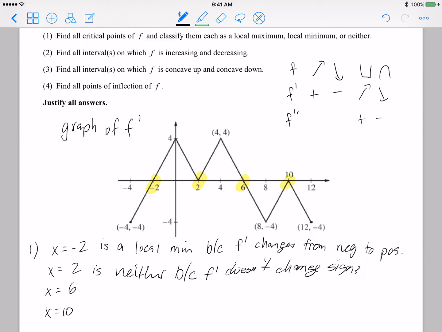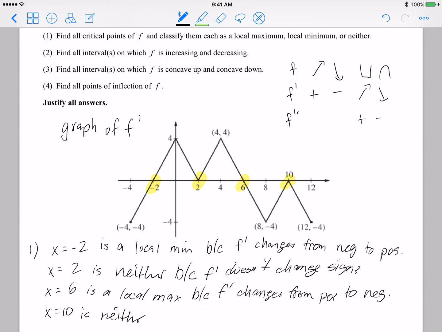Okay, at x equals 6, I see the opposite happening of what I saw at x equals -2. I see the derivative going from above the axis, or positive, to below the axis, or negative. So x equals 6 is going to be a local max because the derivative graph, f prime, changes from positive to negative. Okay, so that is a well-constructed sentence that correctly justifies my answer. Okay, and then at x equals 10, I also see what was going on at x equals 2. There is not a sign change in the derivative, so I'm going to say that x equals 10 is neither, because f prime does not change signs.